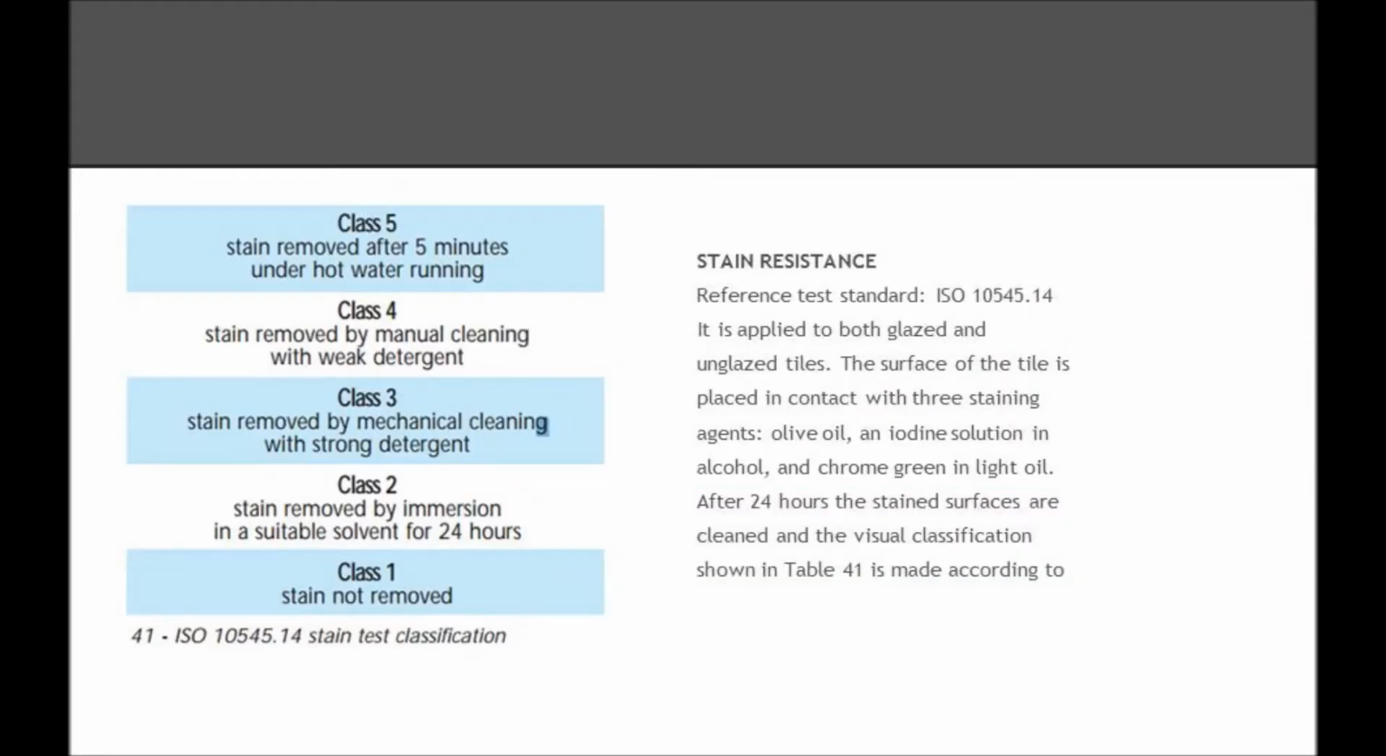Not all of these tests are purely for practicality or safety. There are even tests based on aesthetics. For example, the stain resistance test is actually conducted for aesthetic reasons. In this test, the surface of the tile is placed in contact with 3 staining agents: olive oil, an iodine solution in alcohol, and chrome green in light oil. After 24 hours, the stained surfaces are cleaned and the visual classification is made, as you can see in the table shown in the following slide.